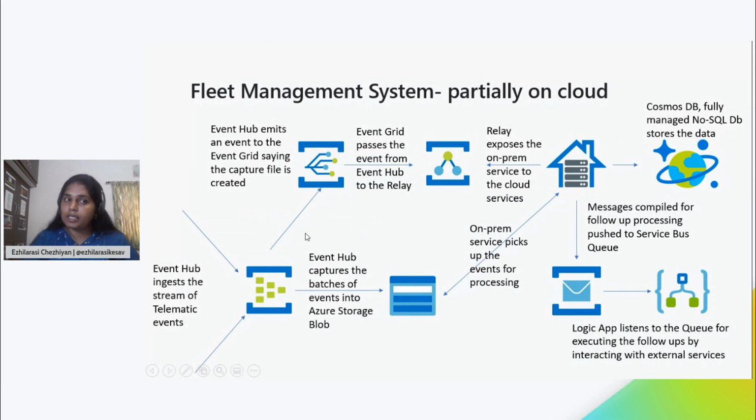So in this case, I have an event hub that emits the event to the event grid, which says that a capture file is created. And this event grid passes the event to the relay saying that the file that you're looking for is now available. Now, the on-prem application can comfortably pick up the file from the storage blob and continue with the processing at its own pace. So this part is completely achieved.